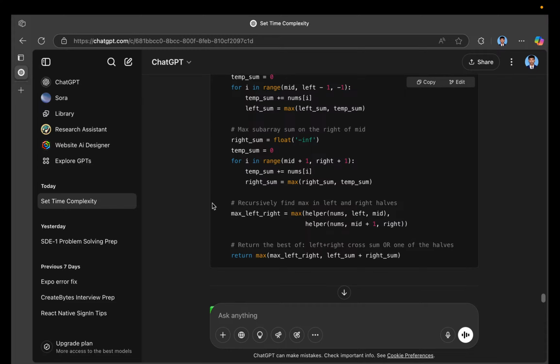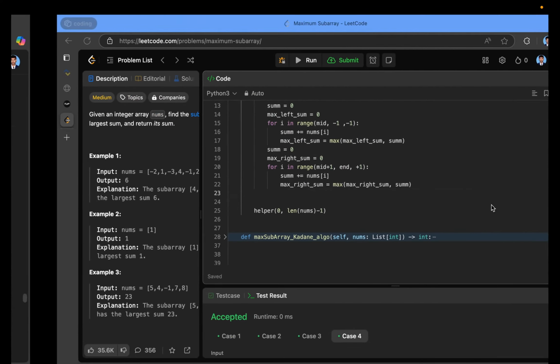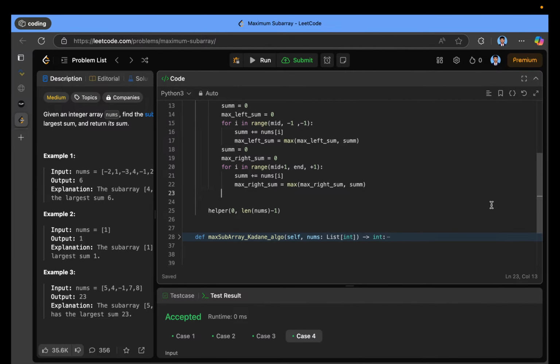Okay, means max left. Okay, from both sides, whatever the max is, I just have to find that. And then I have to return left sum plus right sum. Yeah, I understand what is going on. I understood a little bit how it is working, but I am not able to understand, explain what is going on here. Literally, how is this going here.